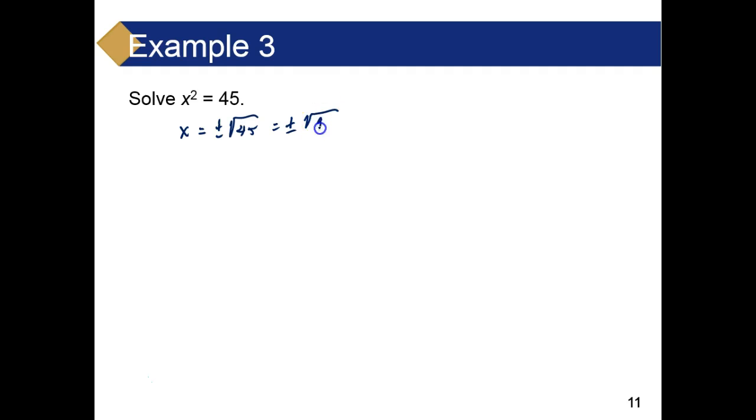9 times 5. Well, now you can rewrite this as plus or minus the square root of 9 times the square root of 5, right? And you know what the square root of 9 is? 3. So this will be plus or minus 3 times the square root of 5. You don't know what the square root of 5 is, so leave it alone. There's the answer the book is going to like.